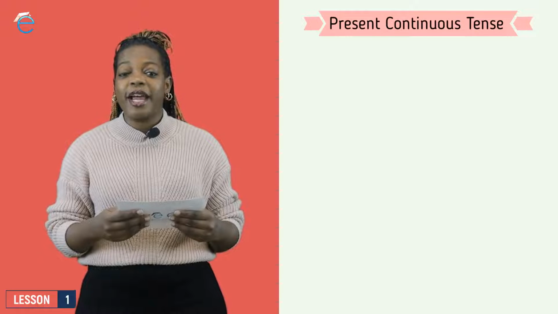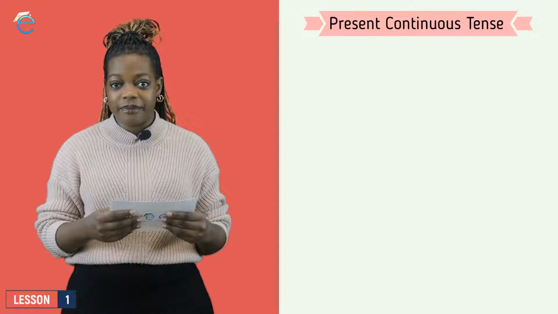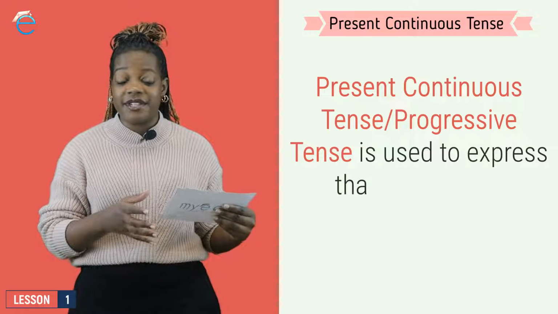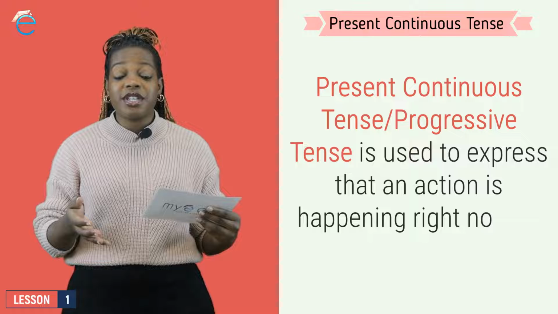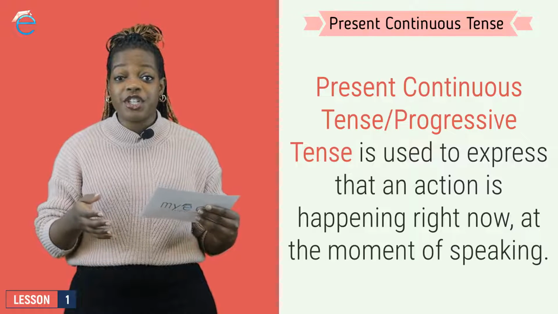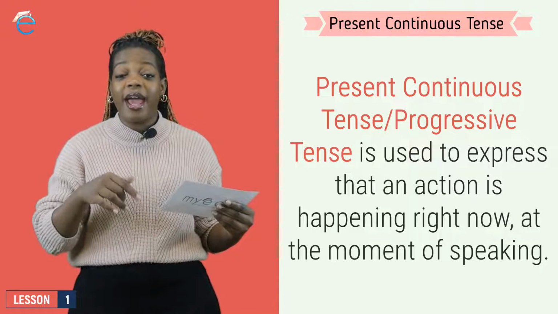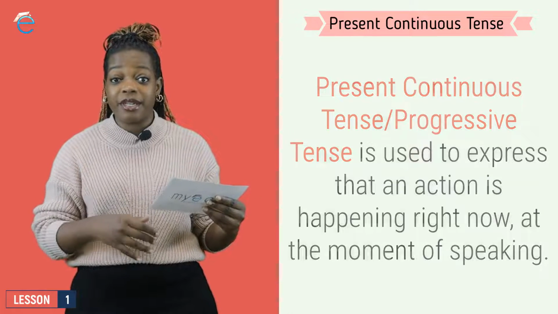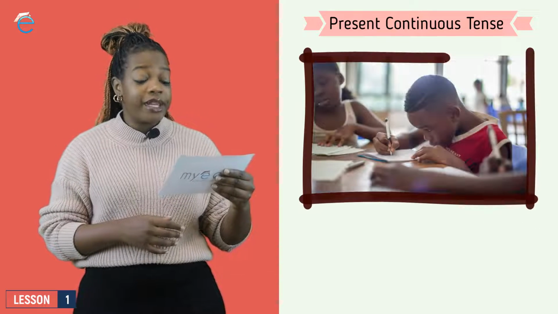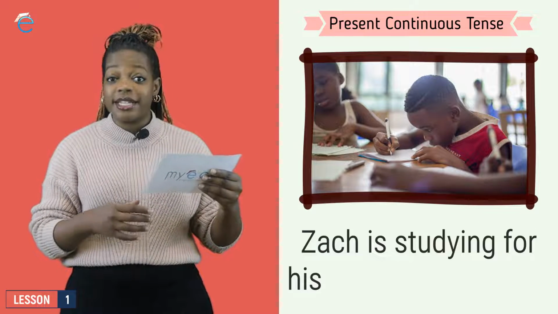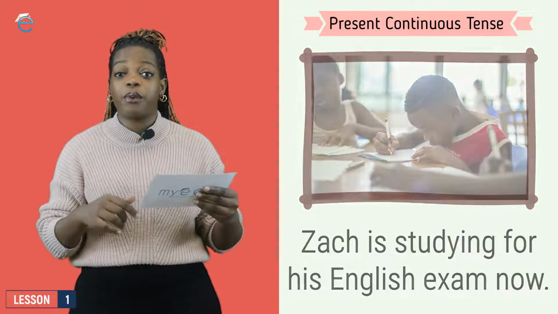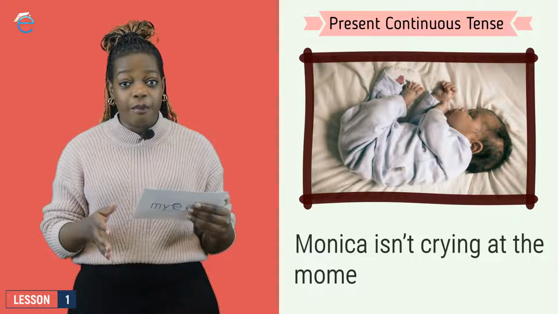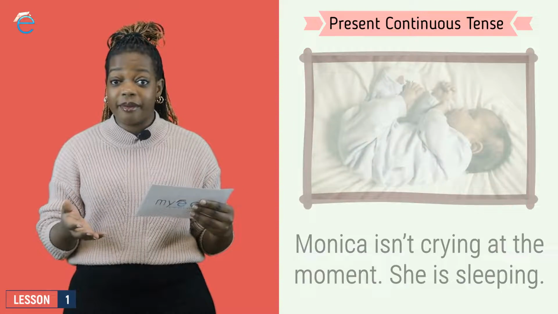Now, let's have a look at present continuous tense. Present continuous tense can also be called progressive tense, and we use it to describe situations that are happening right now as we are speaking or as we are in the moment. For example, Zach is studying for his English exam now. Or, Monica isn't crying at the moment, she is sleeping.